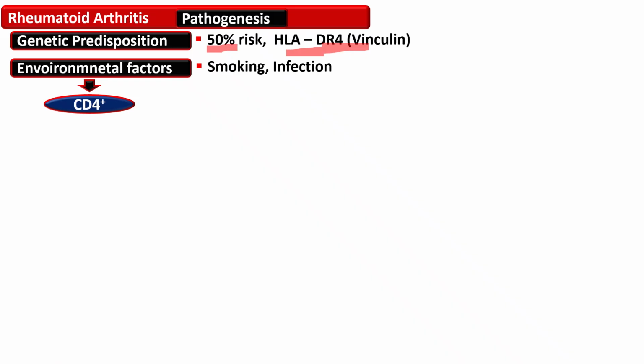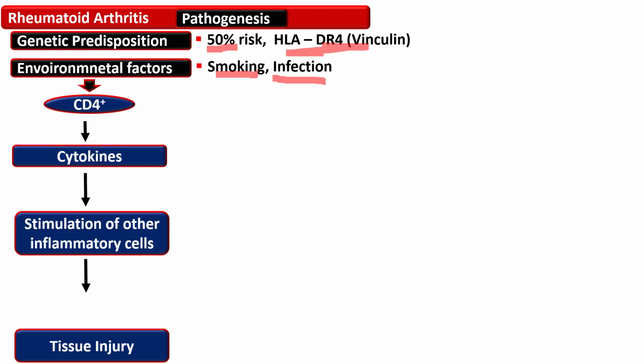Then the environmental factors, such as smoking and infection, are responsible for the formation of citrullinated protein. They set off antibody production. Antigen-antibody reaction is responsible for the initiation of inflammation and cytokine release, which can subsequently recruit more cells and induce tissue damage. The T helper 1 cells are a lineage of CD4 effector cells.